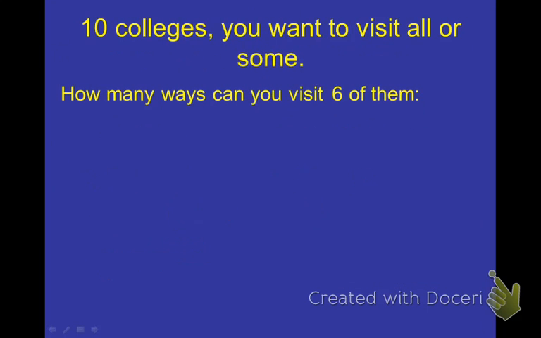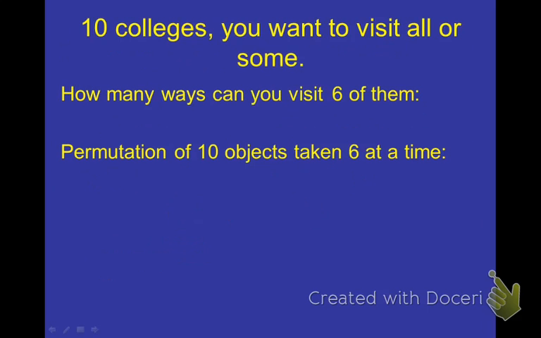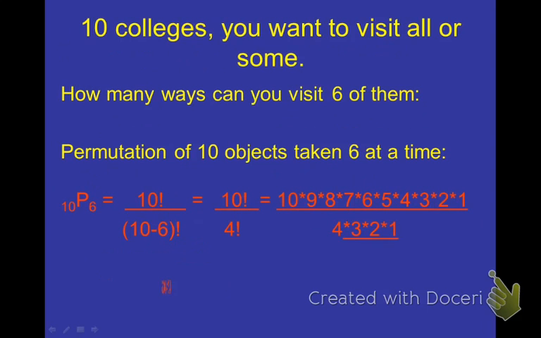Permutations. So here, let's look at this one. 10 colleges. You want to visit all or some of them. Got 10 colleges, and I want to visit all or some of them. How many ways can you visit 6 of them? Well, that'd be a permutation of 10 objects taken 6 at a time. So 10p6, or 10 choose 6. And we'll walk through this here.